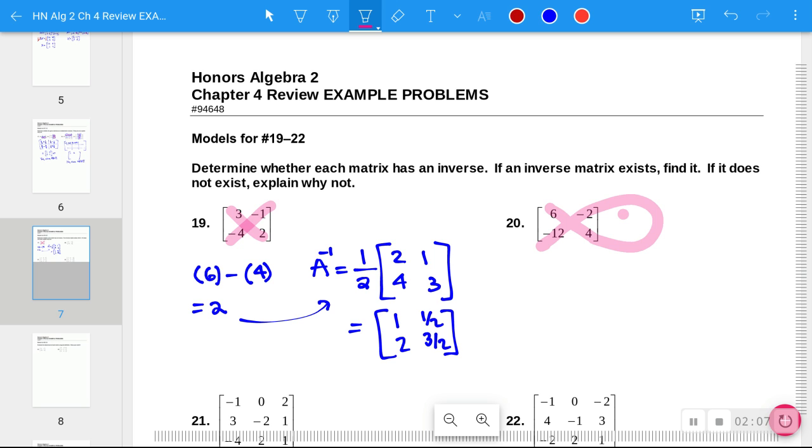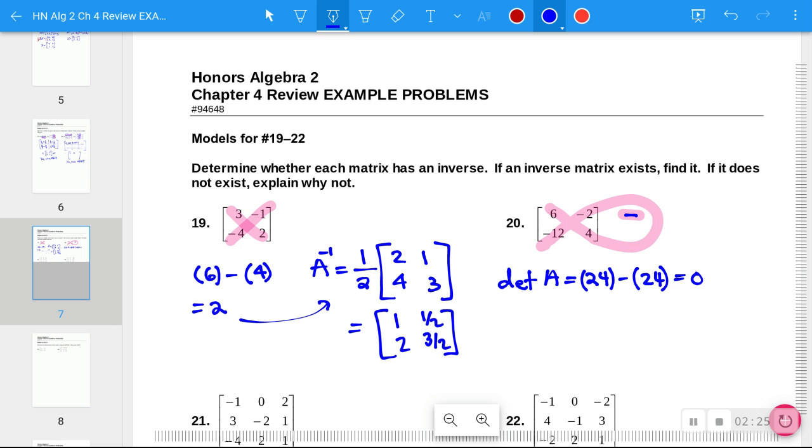Okay, on the next one, when you start out with the fish, you get 24, and then you come around here and you get -24. So the determinant of this one, the determinant of A, this is one way to write it, would be 24 minus 24. And that gives 0.